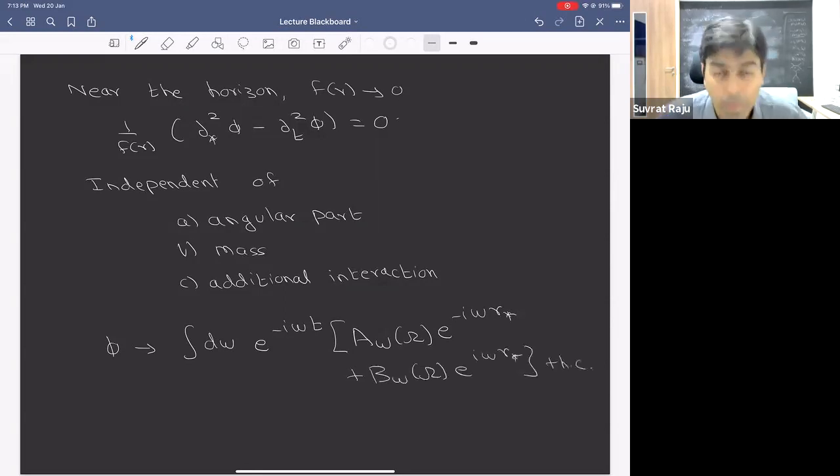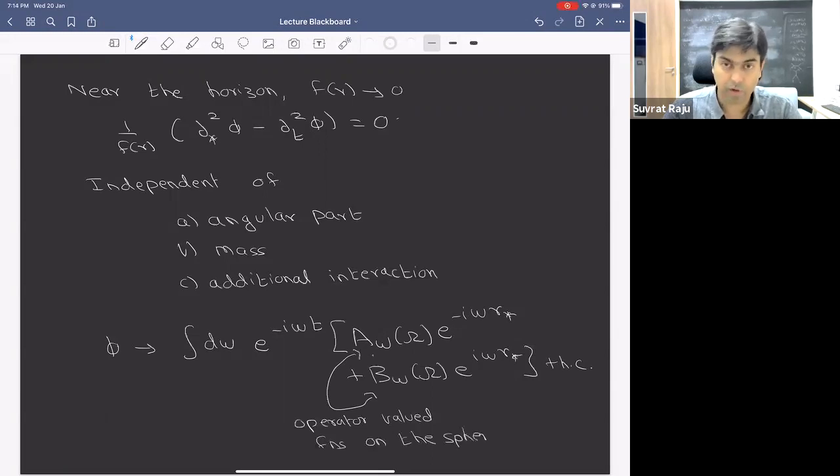And this is true as an operator relation. So if these a omegas and b omegas were some operator valued functions on the sphere, this would still be a valid expansion for the field. So these can be operator valued functions on the sphere. Okay. This expansion is only valid near the horizon, I emphasize. Okay, that's why we have an arrow here. This is only true near r goes to r_H.